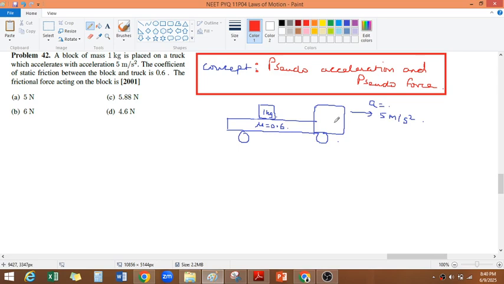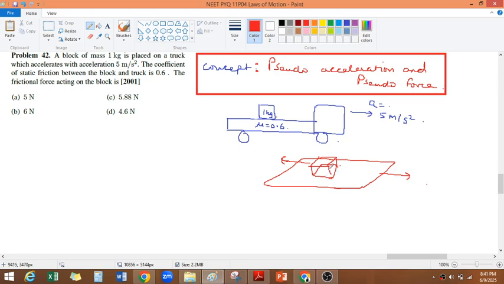Everyone listen carefully, very important concept. Suppose I have a paper here and I keep a small block on it. If I pull the paper this way, what will happen? You will see that the block kind of goes this way. Have you seen this? You can try this right now on your table.